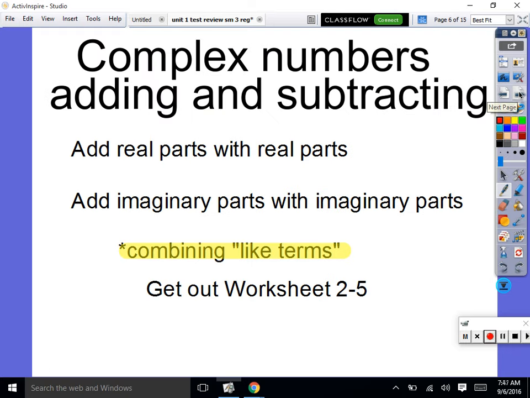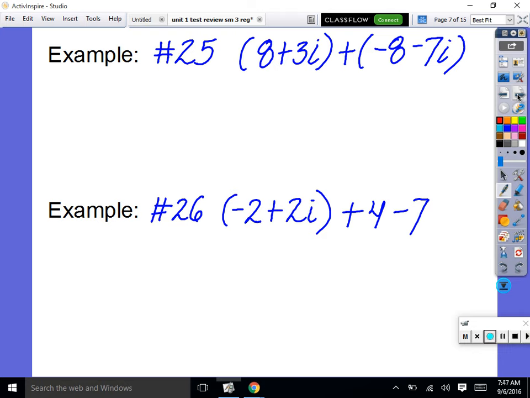So let's do complex numbers and addition and subtraction. So with these, you add real parts with real parts, imaginary parts with imaginary parts. Technically, we're combining like terms. So here we go. Worksheet 2-5, all my examples are coming off that. Number 25. Now here's what tricks people. Guys, you really got to pay attention to what I'm about to say so you don't miss on the test. Just because these are in parentheses doesn't mean it's multiplication. We have this complex number plus this complex number. Does everybody see how you really have to look so you don't start multiplying these?